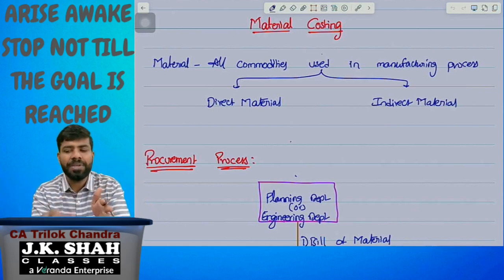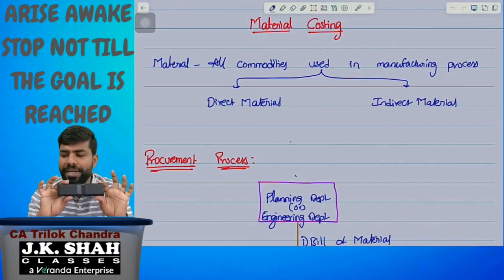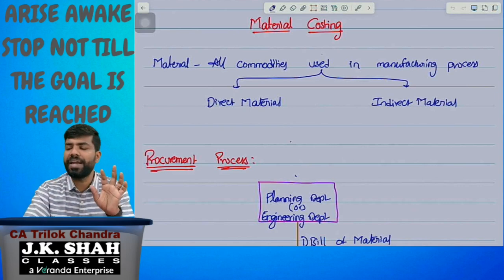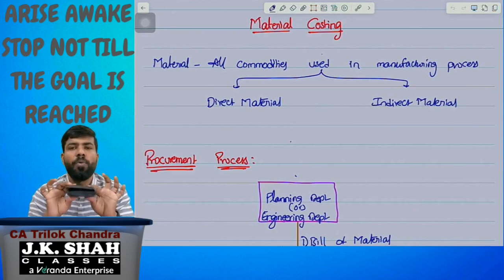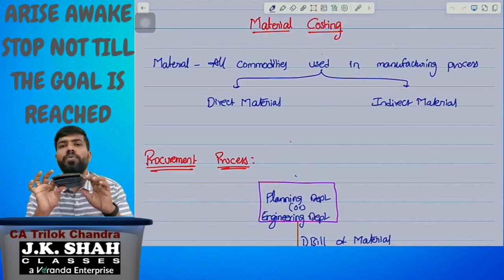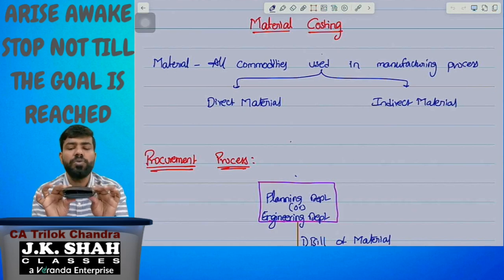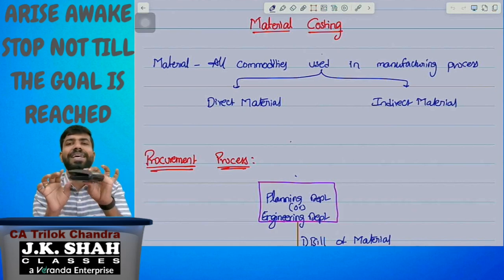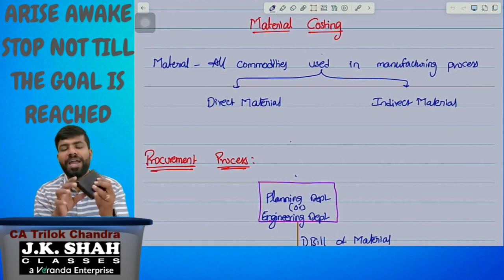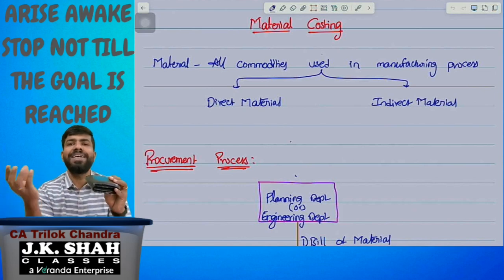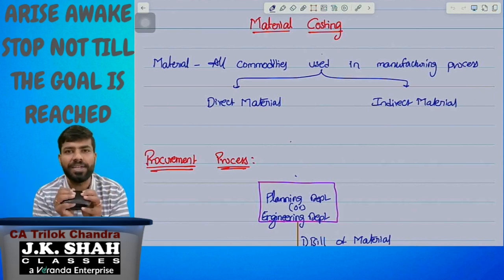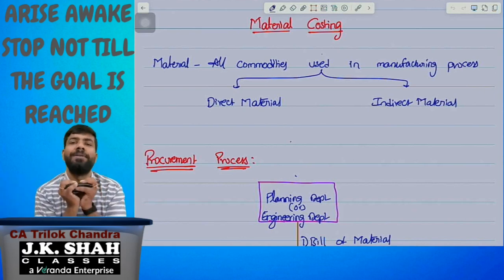What does direct material mean? Let me take an example: a leather purse. Once the product is completed, we are in a position to quantify how much leather has been consumed to manufacture this purse. We are able to quantify that. So leather is a direct material.